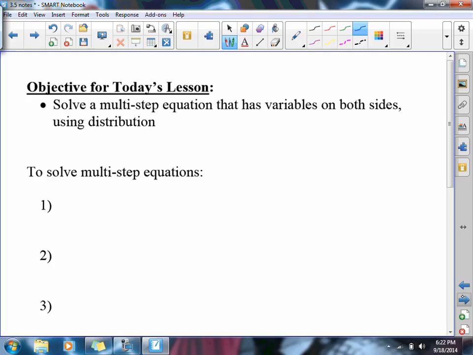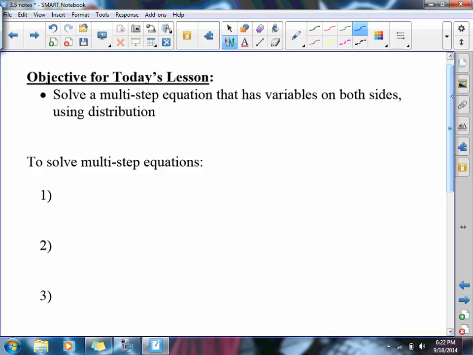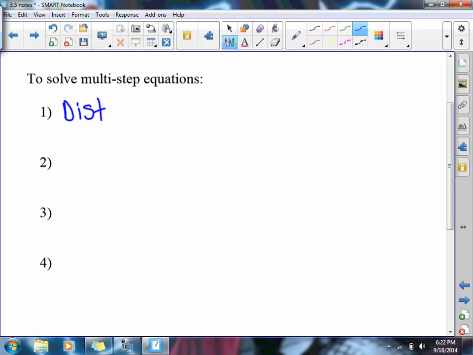What we're going to do today is review solving multi-step equations that have variables on both sides of the equal sign and have distribution as part of the problem solving steps. We're going to review those steps that we've gone over in previous lessons. Just like our objective said, our very first step is to distribute, if we have any distribution to do.